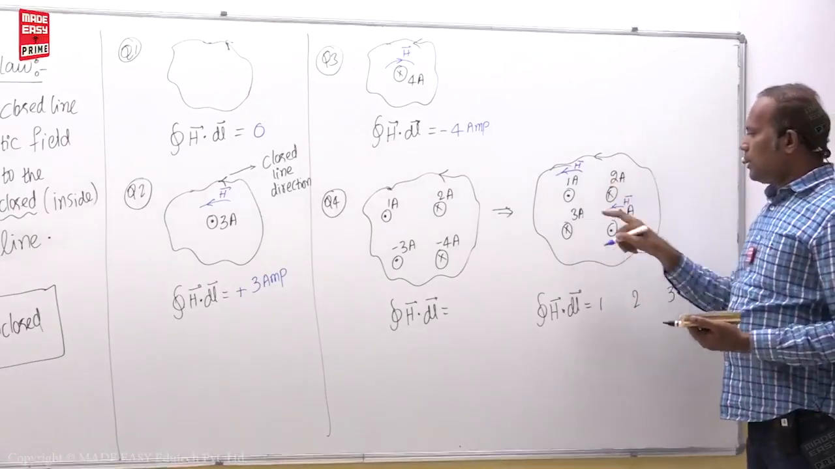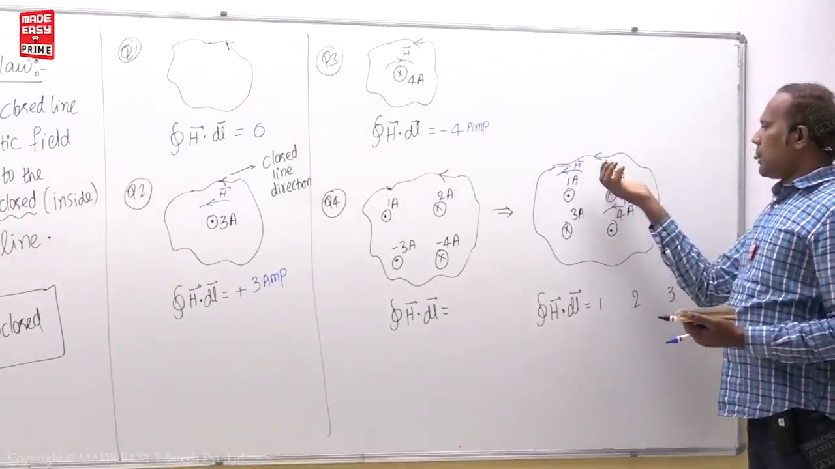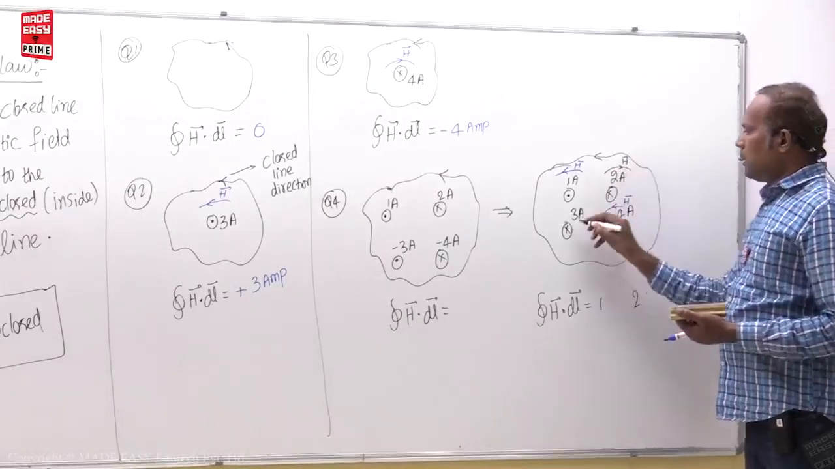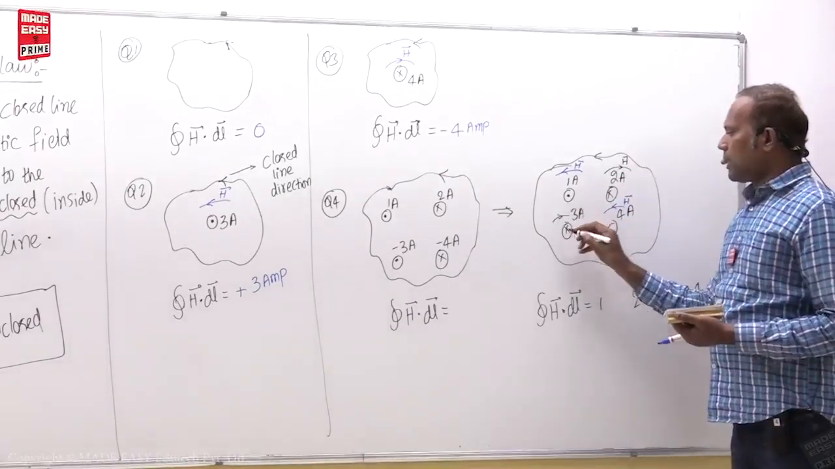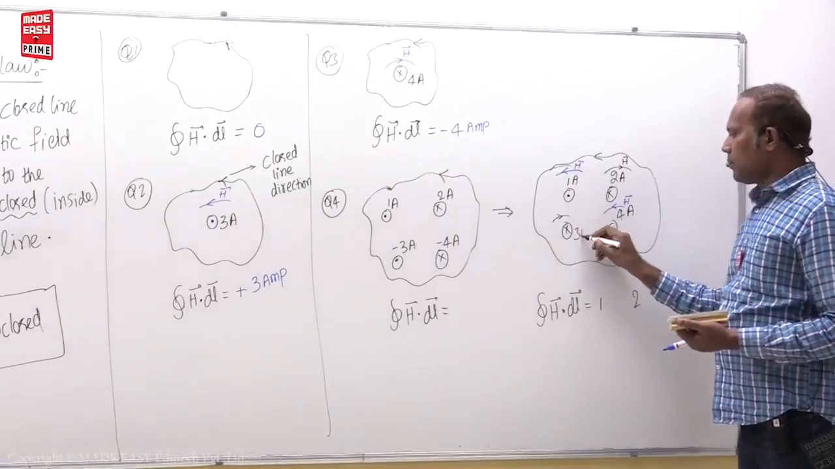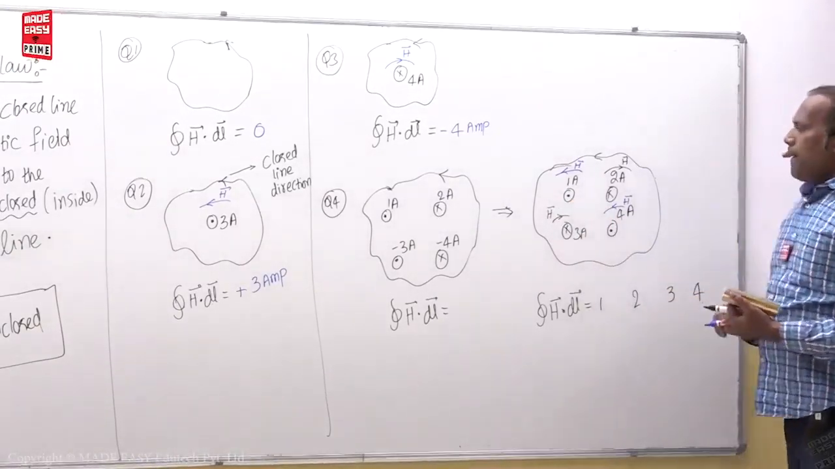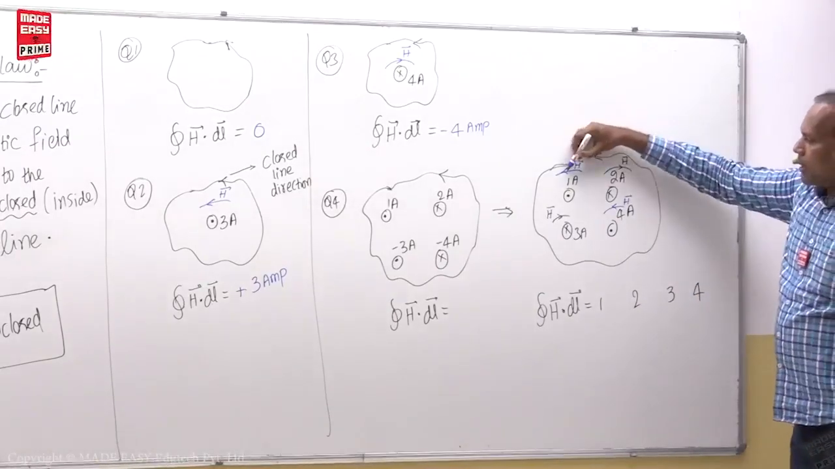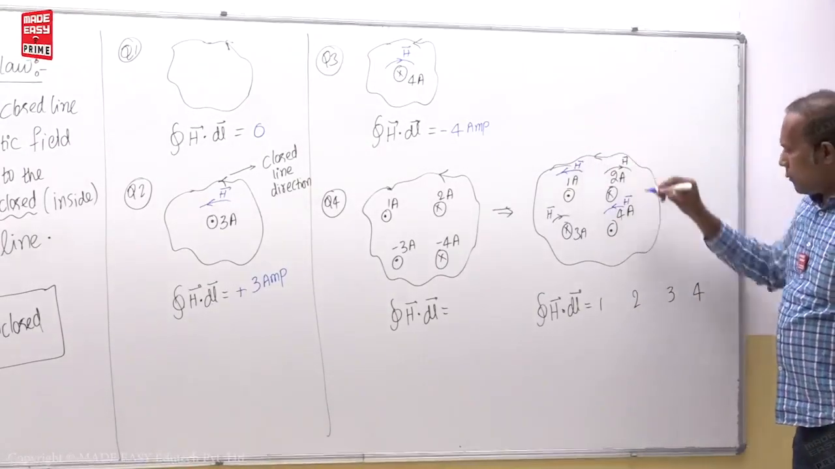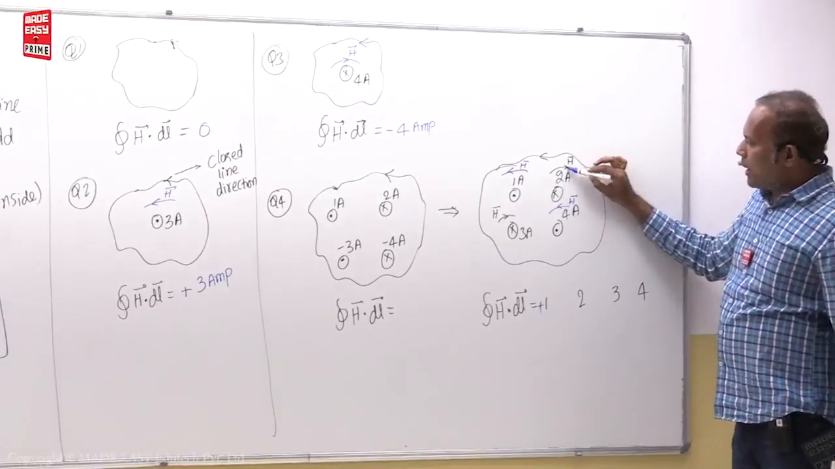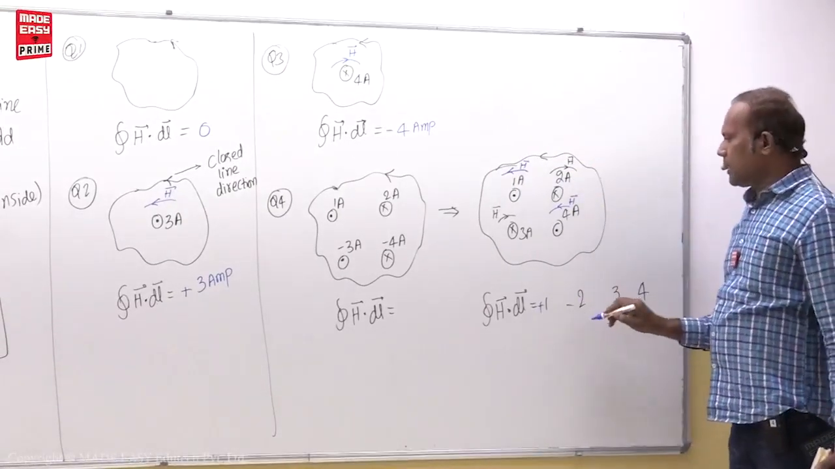Now, due to this and due to this, into the board, H bar is generated like this. Due to this also H bar is generated, and due to this also, in this direction. Now, where the H bar direction and closed line direction are the same, put plus here. Where the H bar direction and this one are opposite, put minus here.